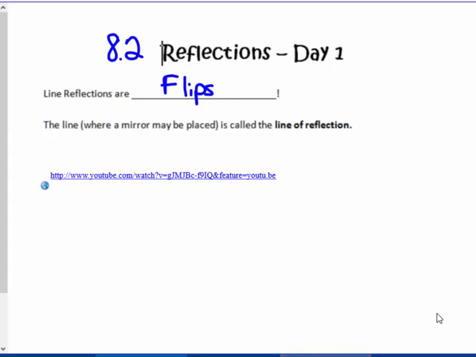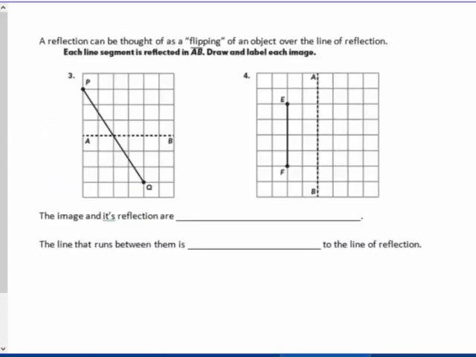This link that you see here, we're going to watch in class, and I'll give you another handout to go along with that. A reflection can be thought of as a flipping of an object over the line of reflection. Each segment is reflected in segment AB. Draw and label each image.